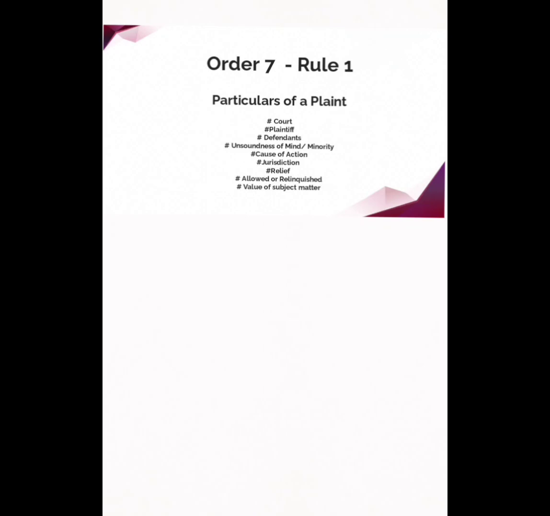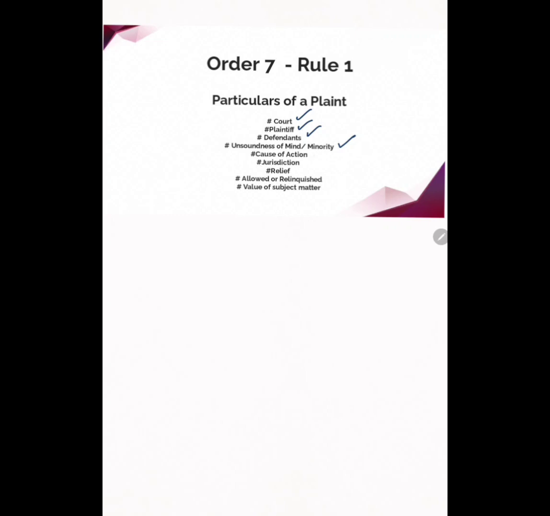Order 7 of CPC. In Order 7 Rule 1, there are several particulars that have to be included in the plaint. Those are: the name of the court before which the suit has been brought; the name, description and place of residence of the plaintiff; and the name, description and place of residence of the defendant. If the plaintiff or defendant, either of them, is of unsound mind or is a minor, then that fact has to be recorded in the plaint.